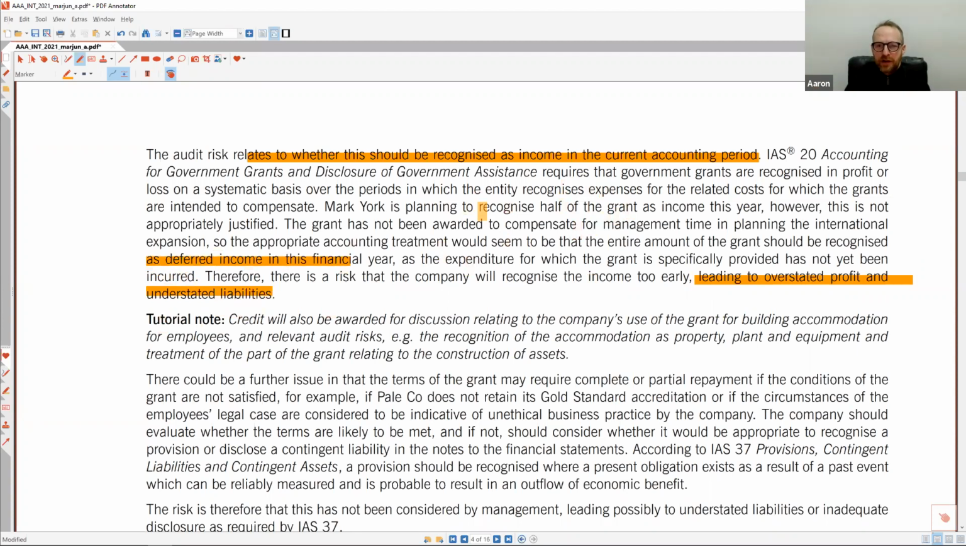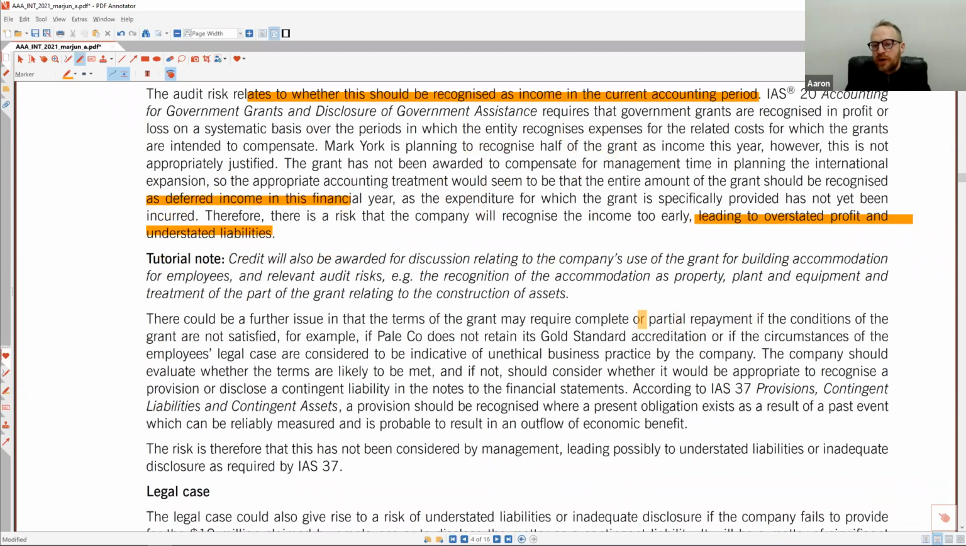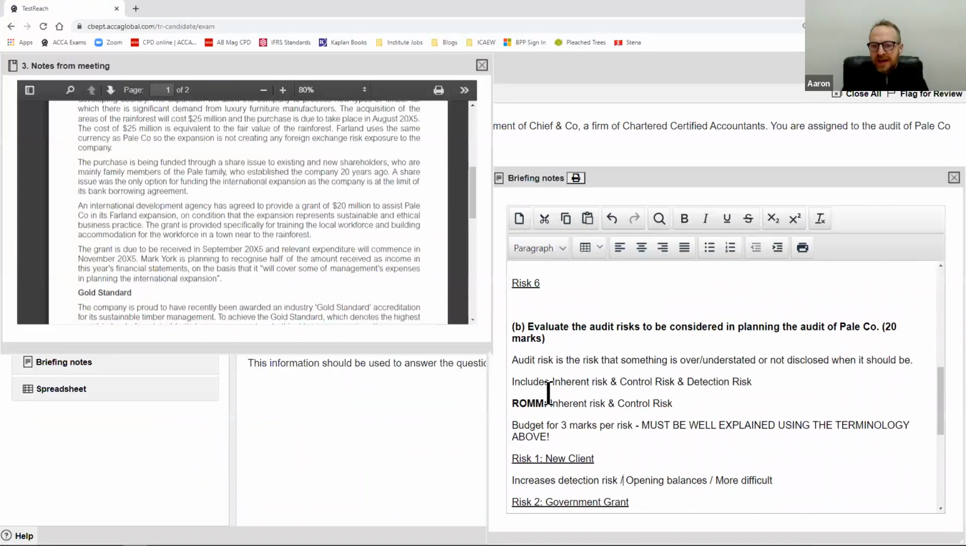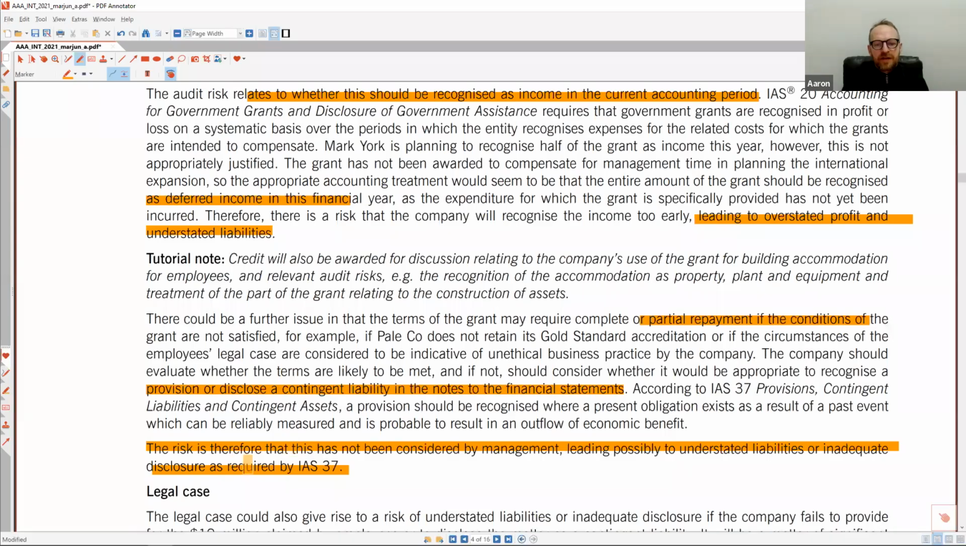Again, it's the highlighted bits there that are important. I also said that if the conditions weren't met, you might have to repay it. So you might need a provision or a contingent liability, a note to the financial statements. So again, the risk is that they haven't done that: understated liabilities, inadequate disclosure. Think back to what I said originally about what an audit risk is. An audit risk is something that is overstated or understated or not disclosed, and you must explain it in that way. They have said possibly understated or inadequate disclosure, overstated profit, understated liability. These are the terms that you need to be repeating. These are the things that the markers are going to be looking for. They see understated profit, they give you a mark.